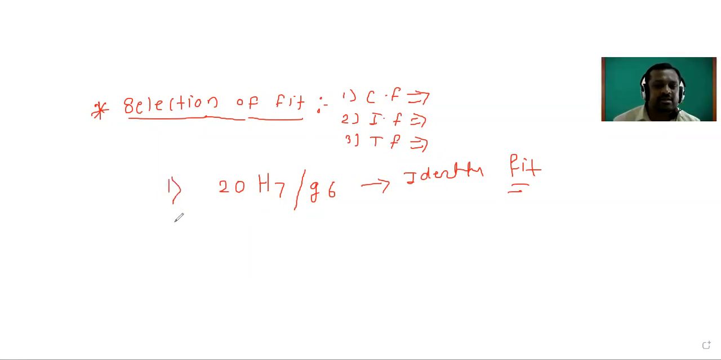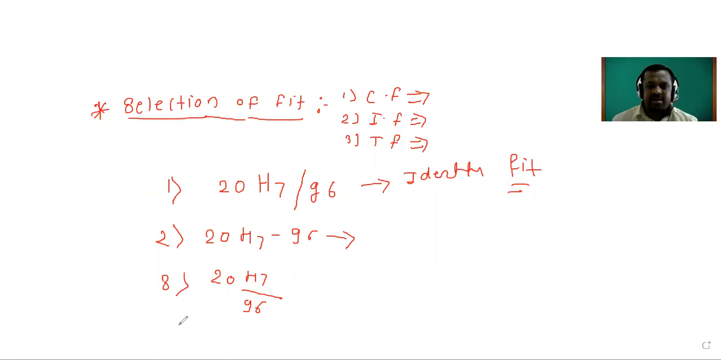Or they may ask like this, 20 H7 - G6. Identify the type of the fit. Or they will ask the question like this, 20 H7 divided by G6. In these three manners they will ask the question: identify the fit. Then how to identify the fit here? Anybody having any idea? Okay, so clearance fit. Just see here.